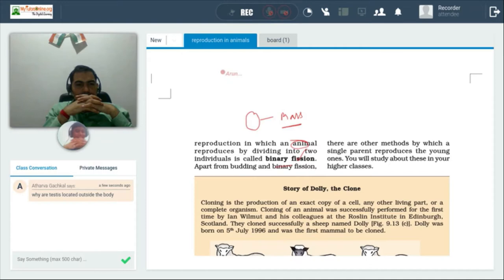You do a lot of Google searching, I know, during the class also. Even from your face, I can read when you are doing the Google search and when you are paying attention to my words. Please tell me, what is asexual reproduction? Asexual reproduction. What is it called?